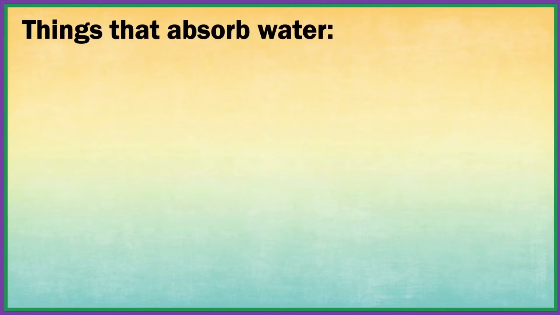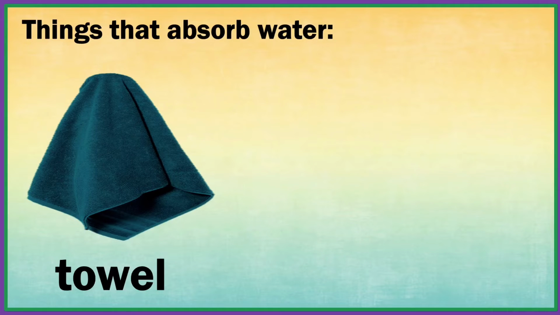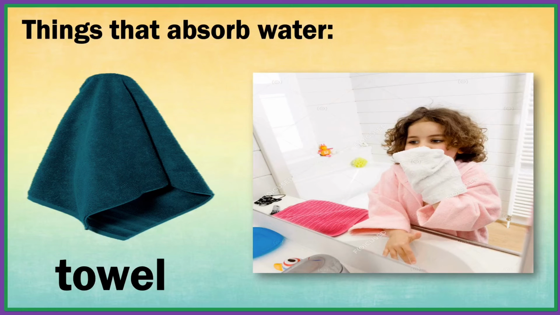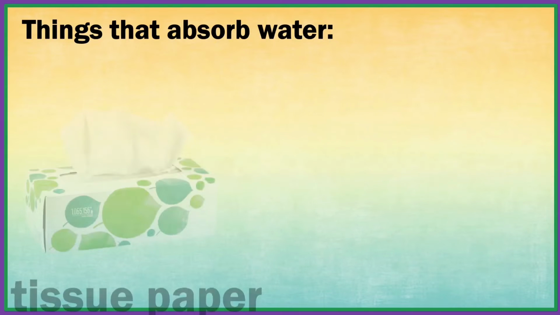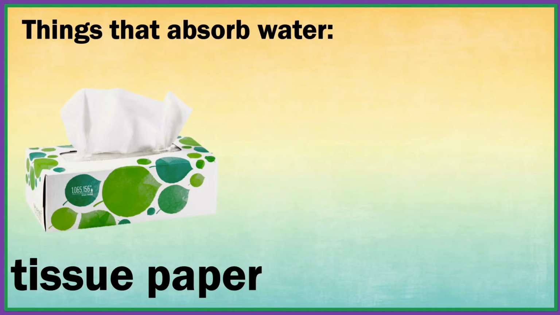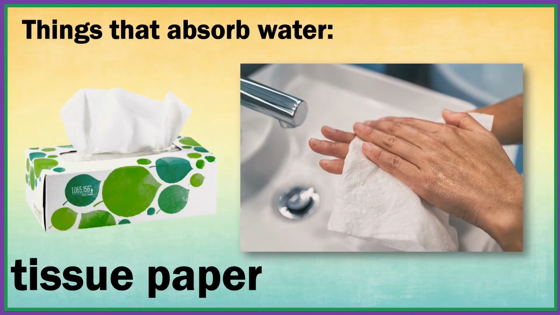Now here are some examples of things that absorb water. First we have towel. Let's spell T-O-W-E-L, towel. The towel is made from cloth that can be used to dry and clean our faces. Next we have tissue paper. Let's spell T-I-S-S-U-E, P-A-P-E-R, tissue paper. Now we use tissue paper often to dry our hands after washing them.